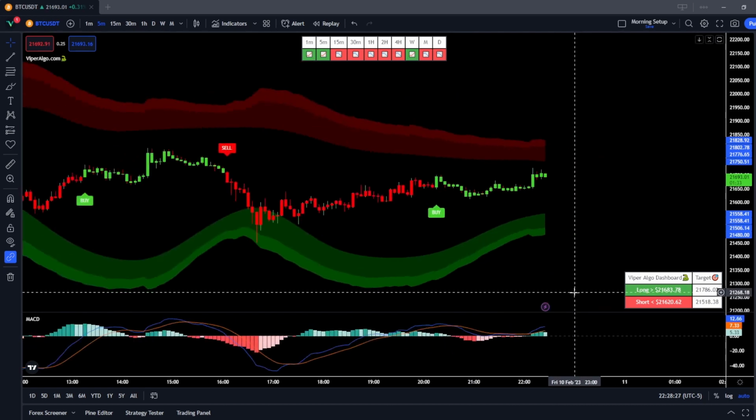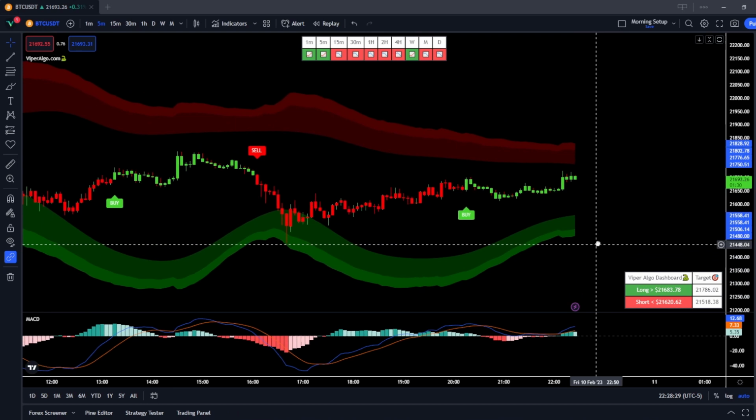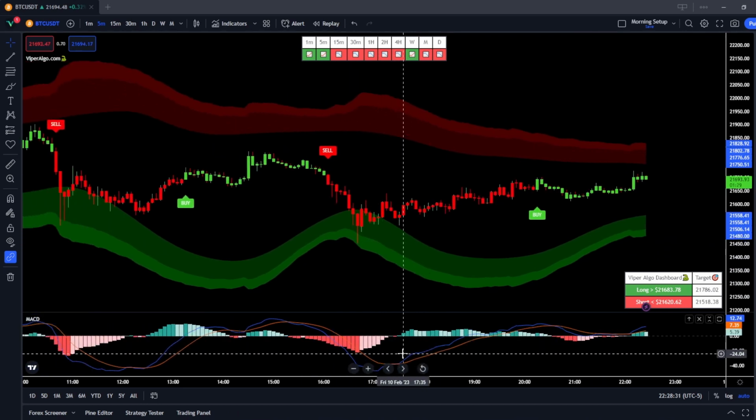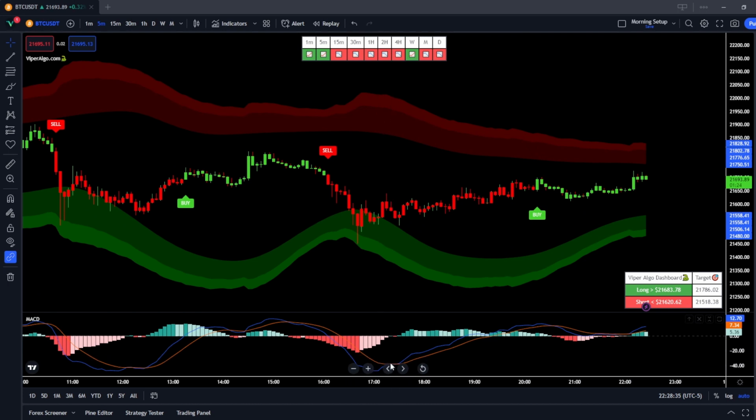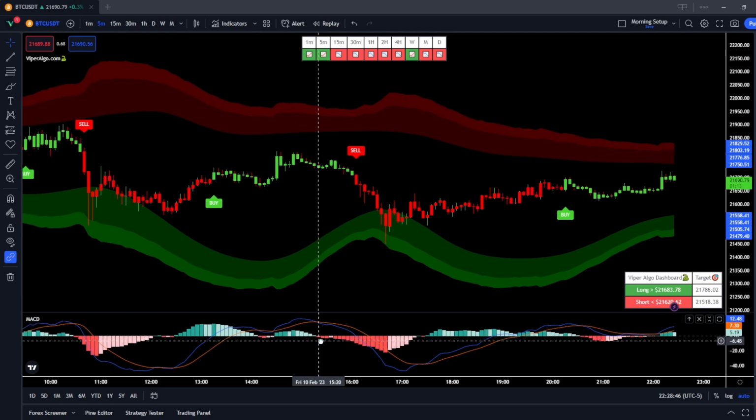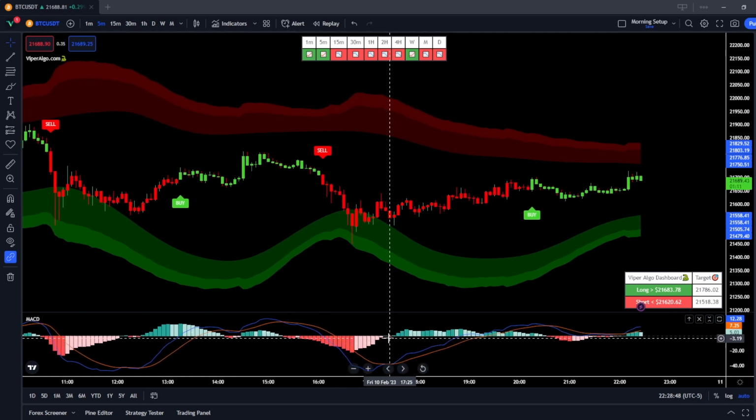So the MACD is typically used when the MACD line crosses above the signal line. And to be clear, the blue line is the MACD line and the orange line is the signal line. The histogram, like I said before, is this red and green area you see here. And obviously, red means it's bearish and green means it's bullish.